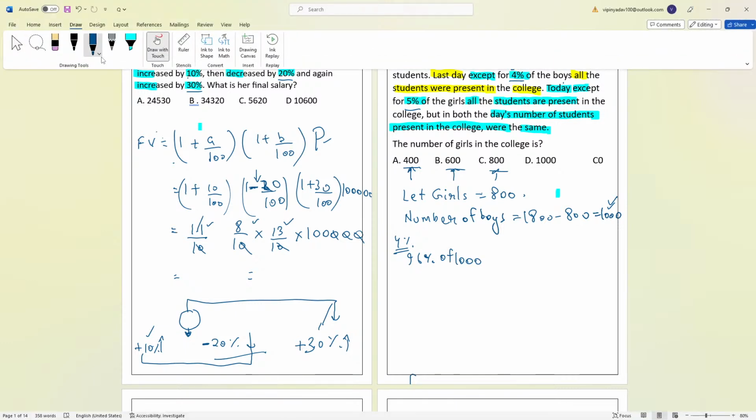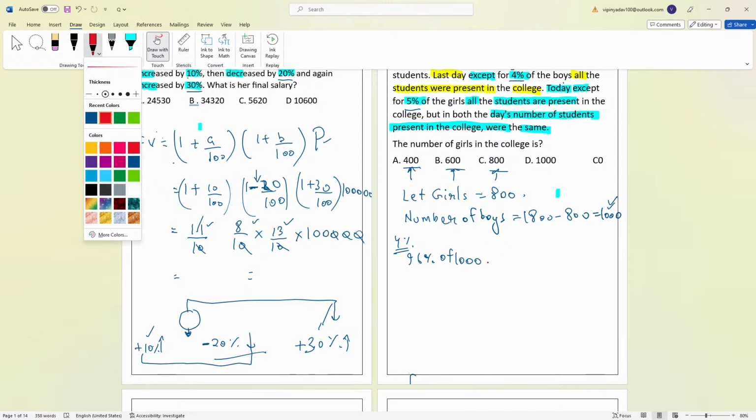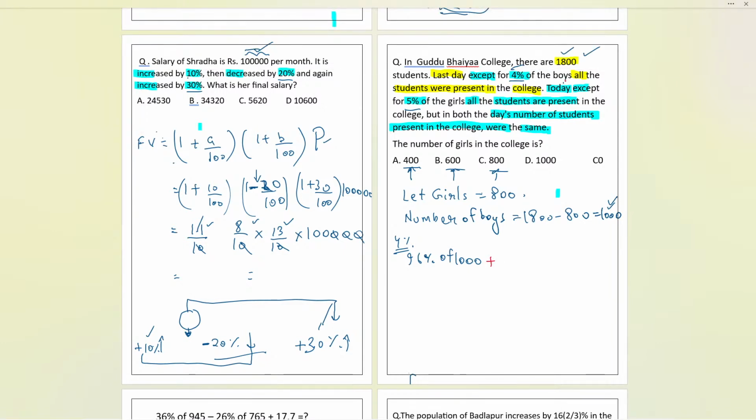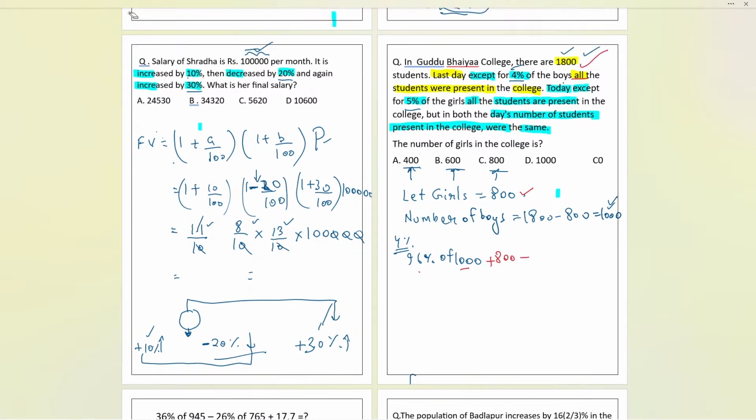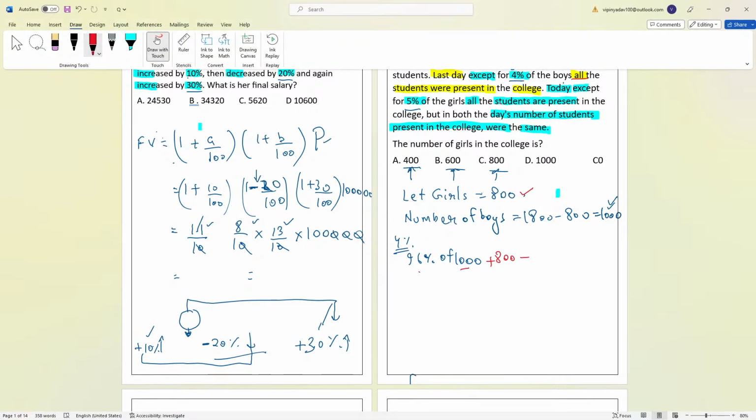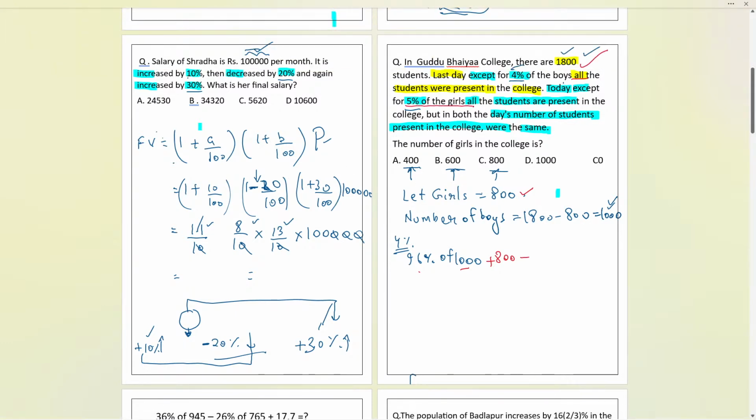Now the second part. We also have to add, because all the students are present now. So 96% of the boys, and 800 are the girls. Further on the right hand side, it is also saying 5% of the girls are except. Except 5% of the girls means 95% of the girls are present. So girls are 800 we have taken, so 95% of 800 over here.